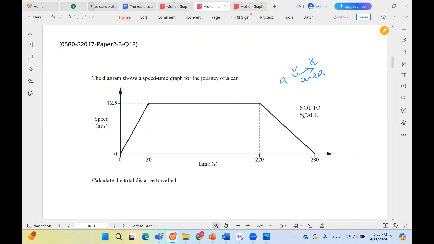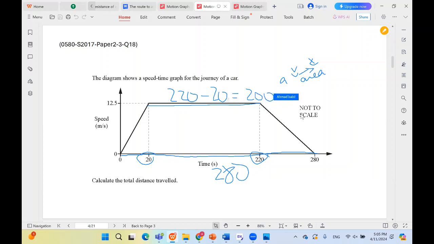So the base here is 280. And the upper base is 220 minus 20. So this number here minus this number, and this gives us 200. And then the height is the vertical line, which is 12.5. This is the height. And then we just write the area formula down. So the area is half B1 plus B2 times H.